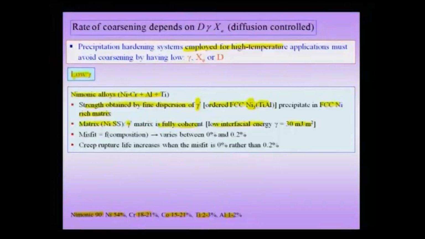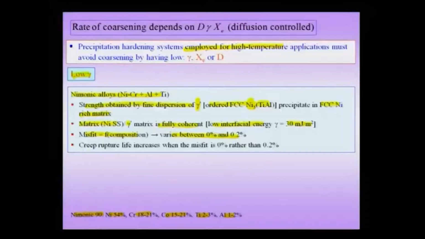Now, this misfit obviously is a function of the composition of the precipitate and of course the composition of the matrix, and typically it varies between 0% and 2%. It is observed that if my misfit is large, which implies there are going to be coherency stresses, then the creep rupture life actually increases when the misfit is small. That means if I have low interfacial energy and also a low misfit, then I get better properties with this kind of alloy, in which my main strategy is keeping my gamma low.